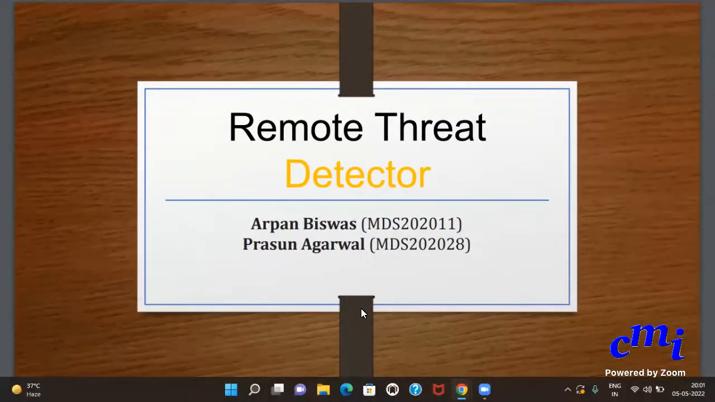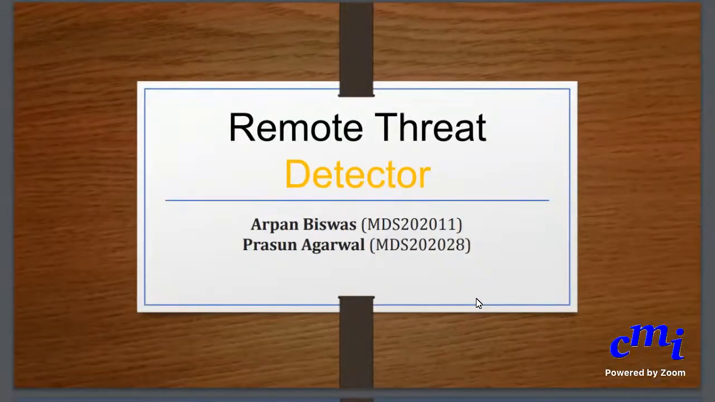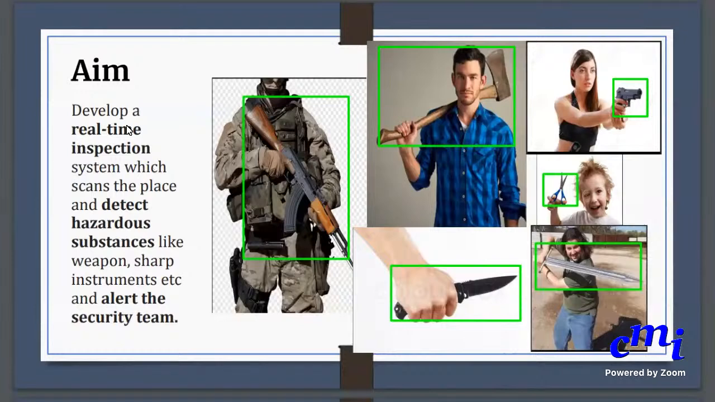Object detection algorithms. So the main aim of the project is that we have categorized the project into three parts. Firstly, we want to develop a real-time inspection system, which is to detect hazardous substances to alert the security team. So I need to emphasize that it needs to be a real-time inspection system.